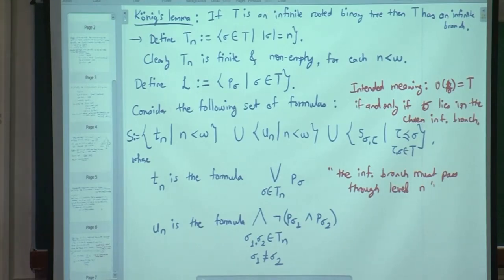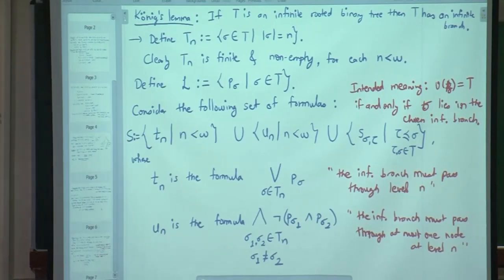So this is correct? Is everybody convinced? The conjunction will be false, so the negation will be true. And their conjunction will be true. Correct? Is everybody convinced? So the infinite branch must pass through at most one node at level n. That is the intended meaning for this particular statement.